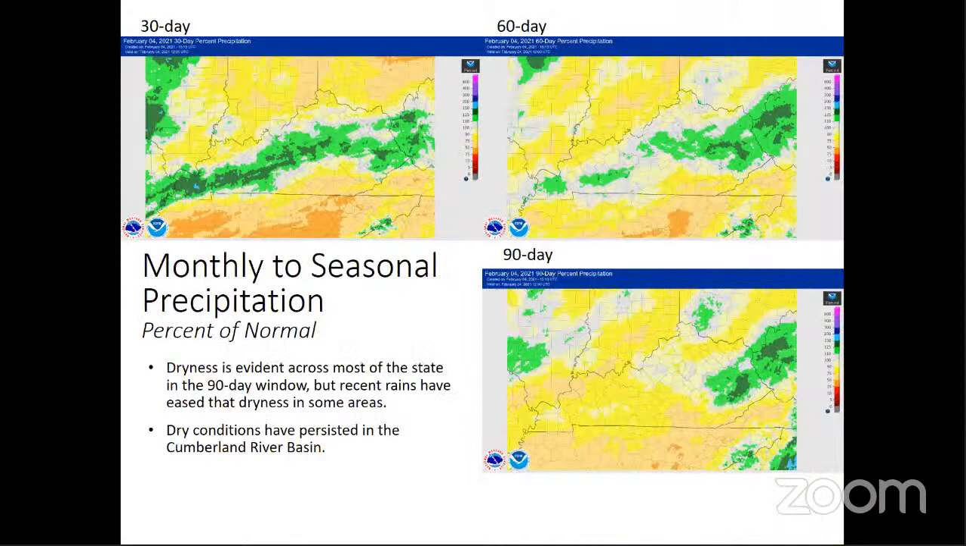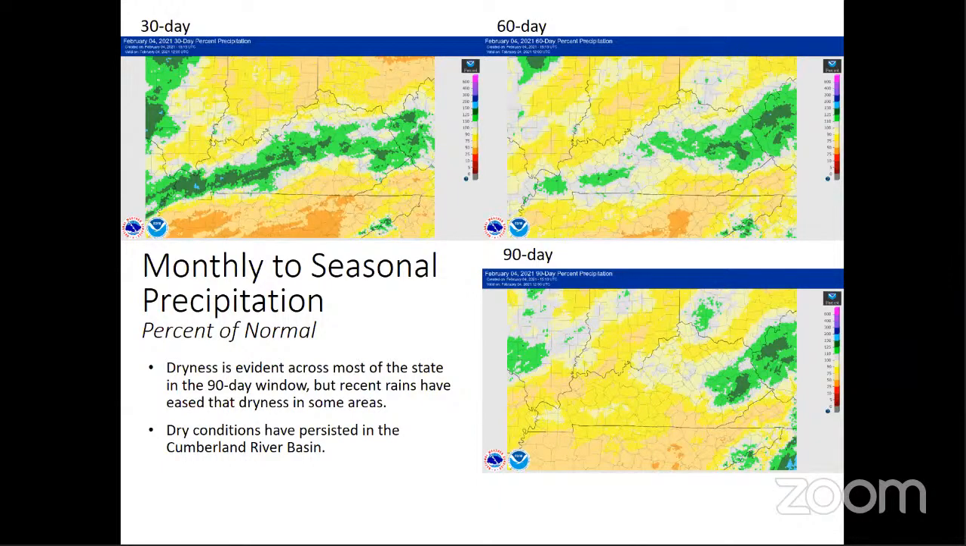And if we look at that in the context of what's normal, we're looking at the 30, 60, 90-day percent of normal maps. And a key theme here is that we were getting dry. And in fact, the drought monitor had moved portions of Kentucky into the D0 or abnormally dry category. That lasted for 1 week before the heavier precipitation came through and changed the story a little bit.